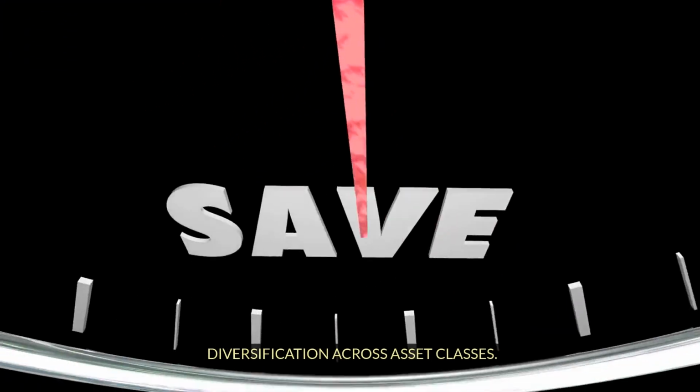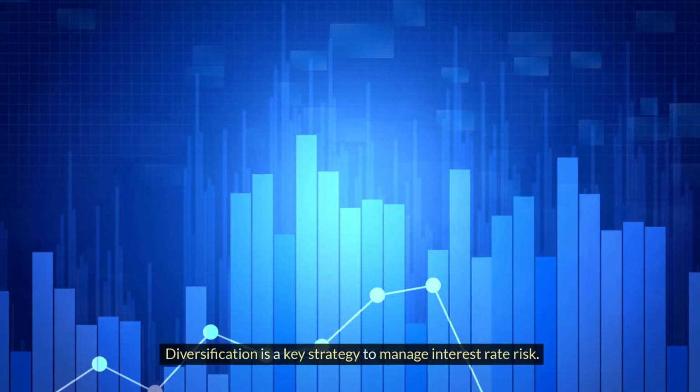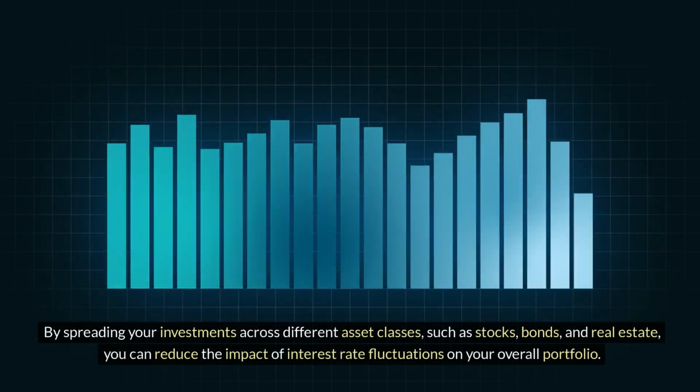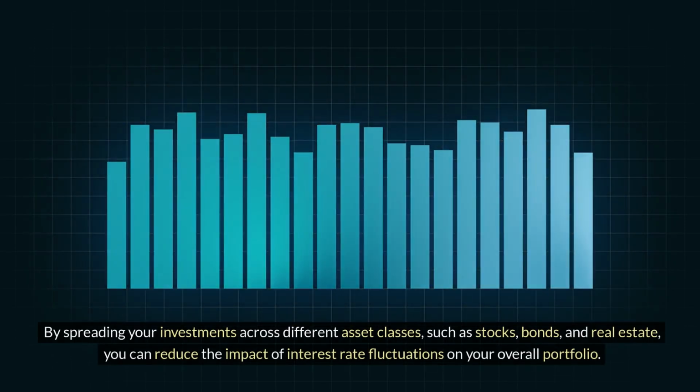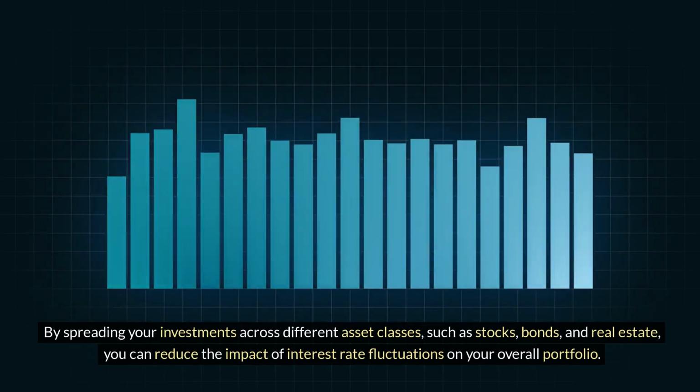Diversification across asset classes. Diversification is a key strategy to manage interest rate risk. By spreading your investments across different asset classes, such as stocks, bonds, and real estate, you can reduce the impact of interest rate fluctuations on your overall portfolio.